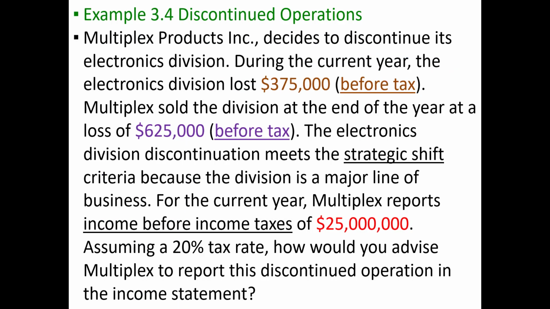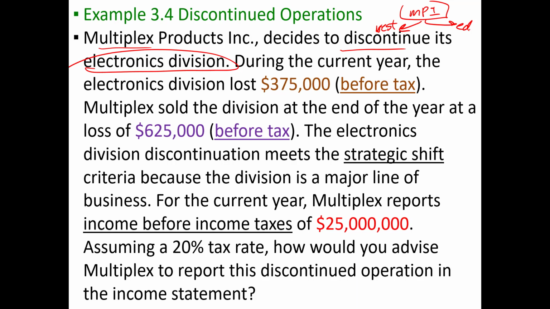It gets a little crazy. Okay? When you're looking at discontinued operations, realize that the numbers that you see in discontinued operations are generally after tax. So when you're looking at an example here, it says, hey, this company decides to discontinue its electronics division. Okay, so Multiplex Products, Inc. Okay, it's going to splice off the electronics division from the rest of its business. Okay. In doing so, we have to be careful.